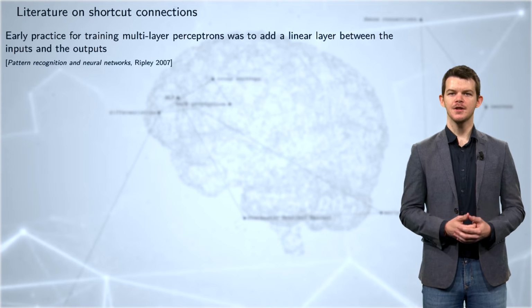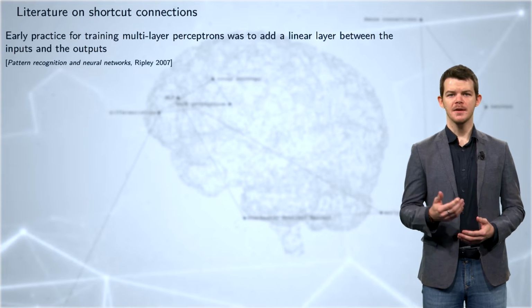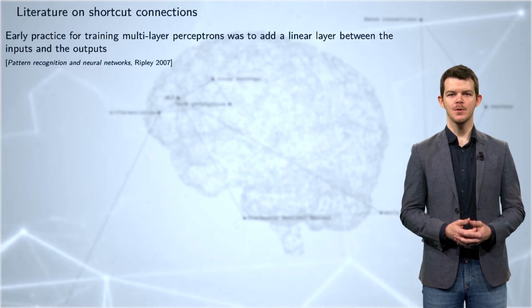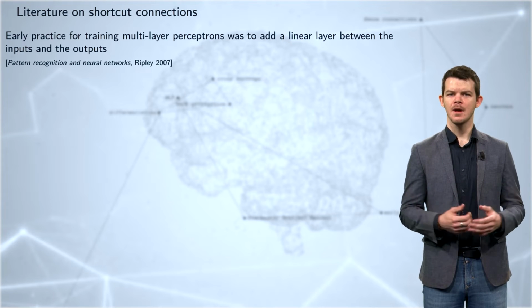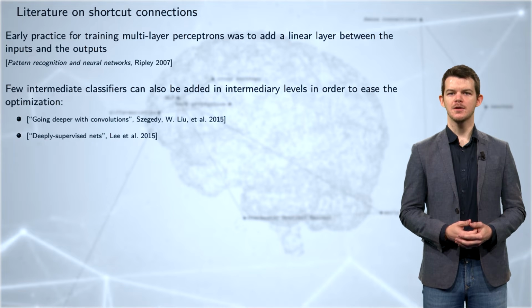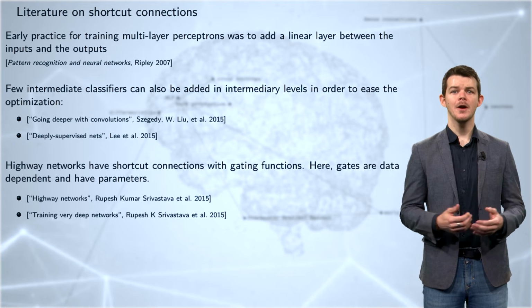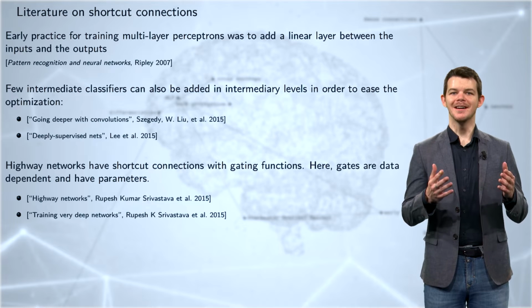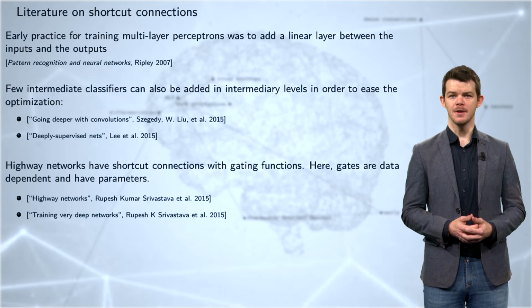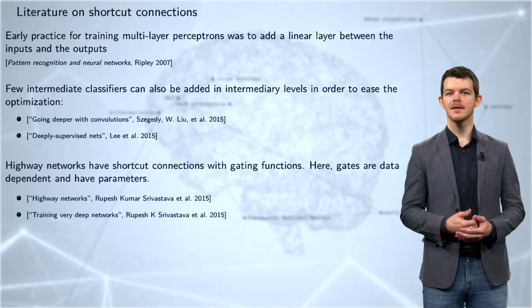The idea of shortcut connection is not new. It was an early practice for training multi-layer perceptrons to add a linear layer between the inputs and the outputs. A few intermediate classifiers can also be added in some layers of the network, as we've seen in GoogleNet, in order to ease the optimization. There are also highway networks that have shortcut connections with gating functions which are data dependent and have parameters. This creates more complex and flexible networks.